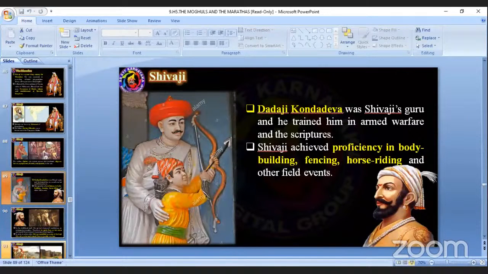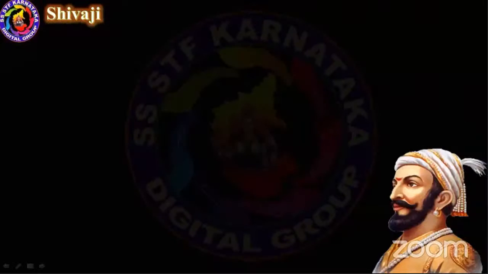And he, using his small army, was capturing or invading the areas of Vijaypur Adil Shahi and also the Mughal rulers. Therefore, Vijaypur Adil Shahi imprisoned his father, Shahaji Bhonsle, to control Shivaji's attack. Therefore, he stopped his activities of occupying Adil Shahi's territory for a few years. But later on, he continued again.